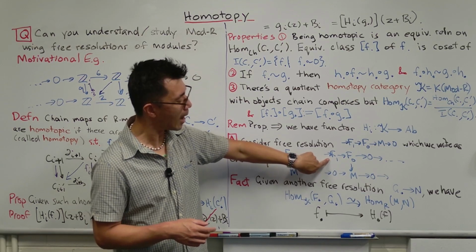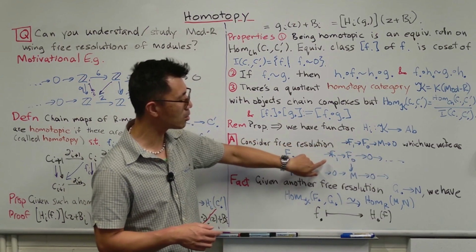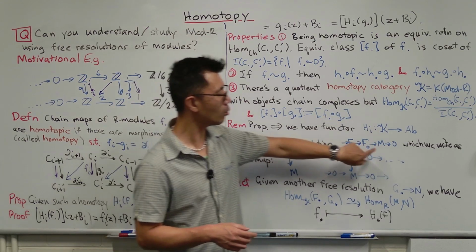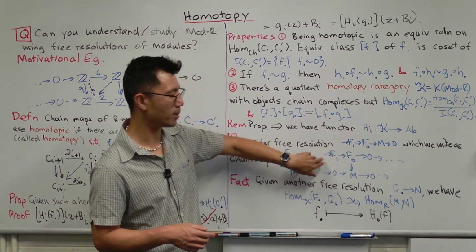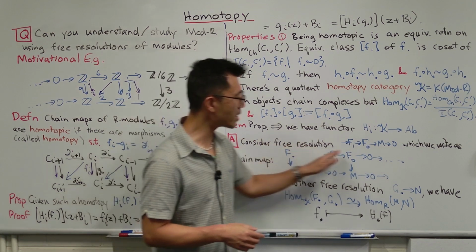Okay. And how do we recover the M from this free resolution? Remember, we can look at H0 of this, which will be M, and all the other homologies will be 0. Okay, so that's what you have here.